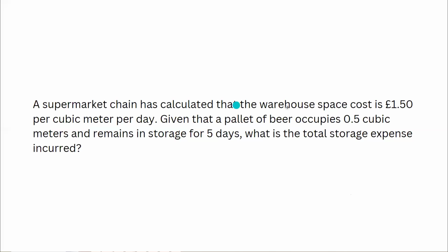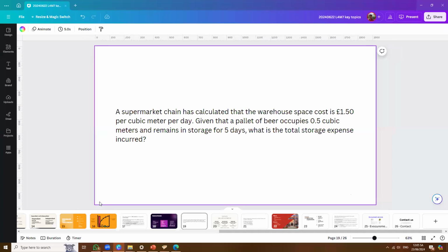Okay, so we just need to multiply them together. The space cost is 1.5 per cubic meter per day, and the pallet is 0.5 cubic meter. So the storage time would be 5 days. So just multiply them: 1.5 multiplied by 0.5 multiplied by 5, and the answer is 3.75. Okay, I can show it from my calculator.